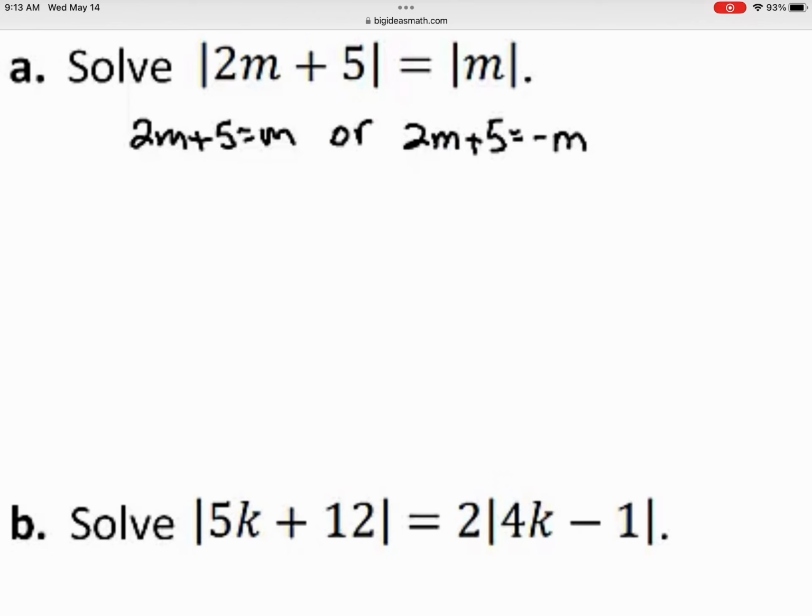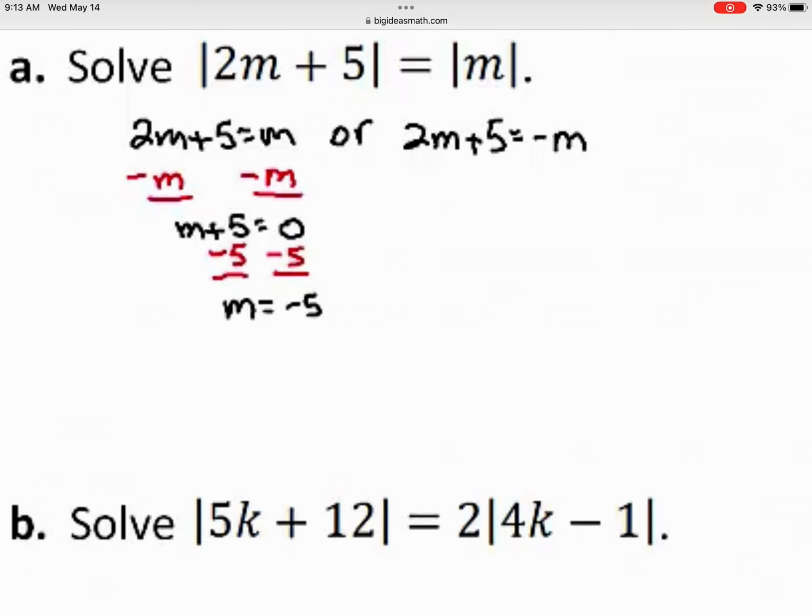To solve 2m plus 5 equals m for m, first get all of the m terms on the same side by subtracting m from each side, giving you m plus 5 equals 0. Then subtract 5 from each side, leaving you with m equals negative 5.